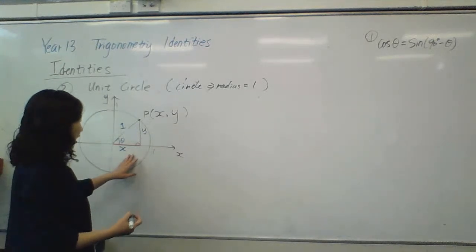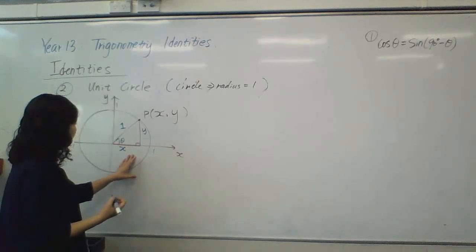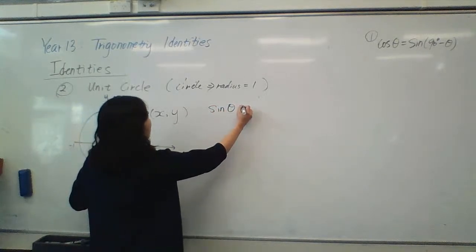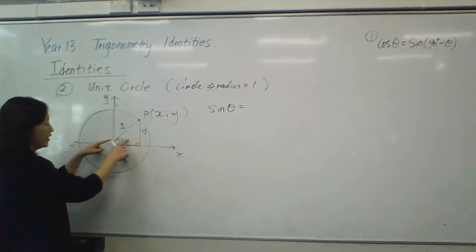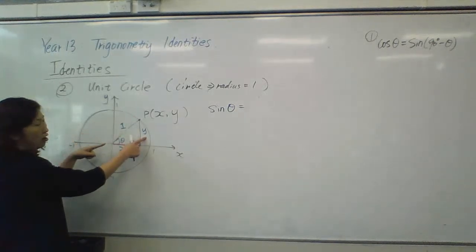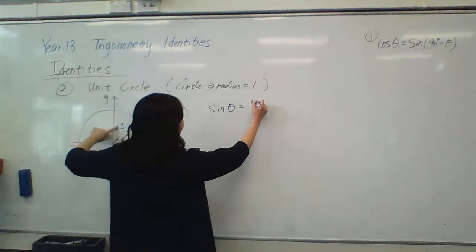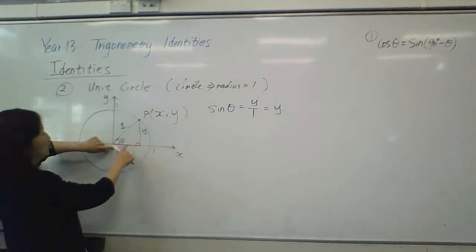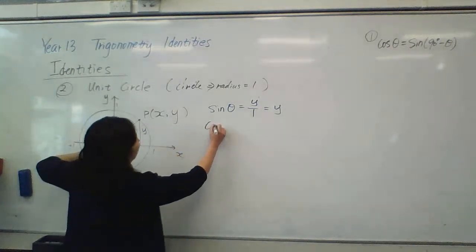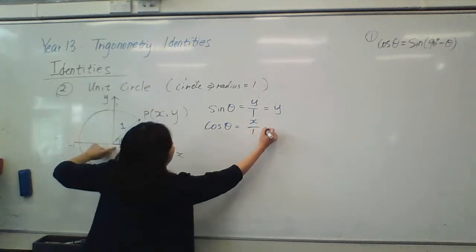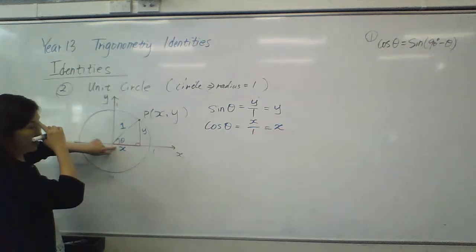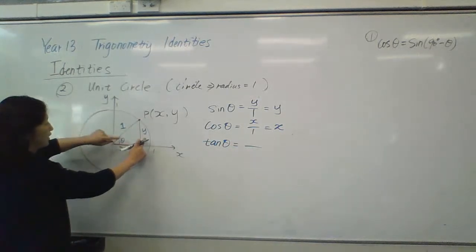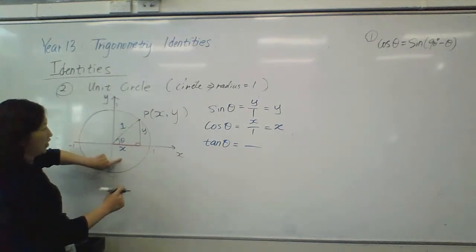Now, from here, I'm going to use Pythagoras. Let's use the trig ratio first. Sine theta is opposite over hypotenuse, which is 1. So there will be y over 1, which is the same as y. And cosine theta is adjacent over 1, so x over 1 equals x. Now let's think about tangent. Tangent theta is equal to opposite, which is y, over adjacent.